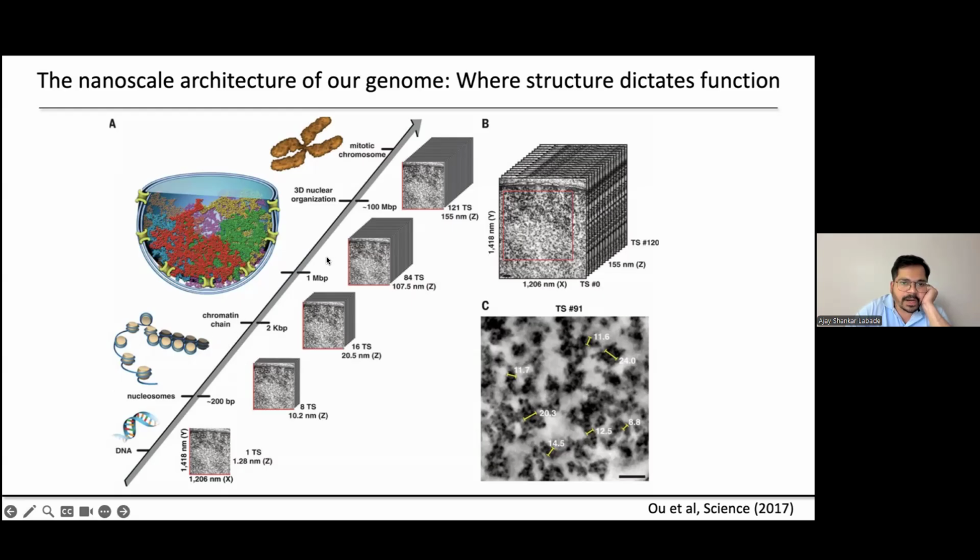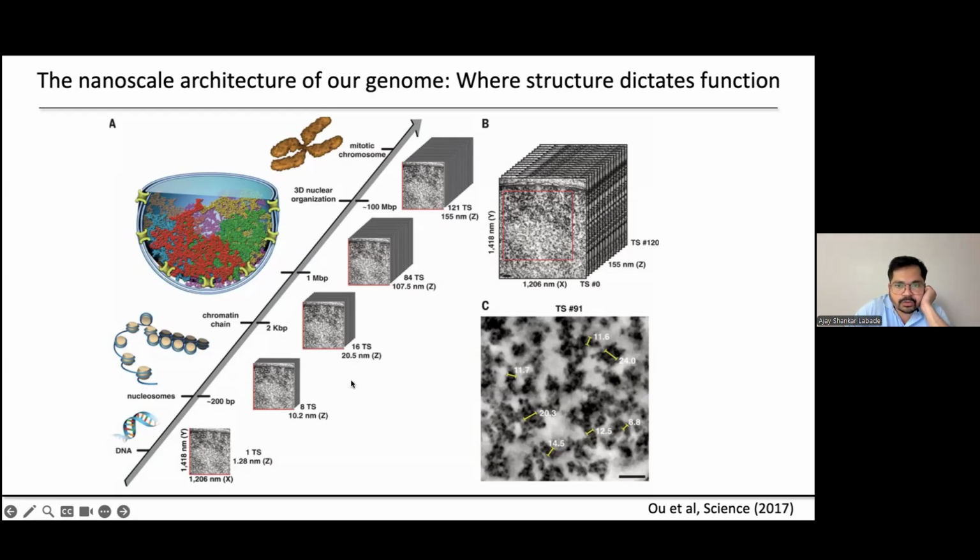Then the chromatin forms higher order structures, as we know. Those are called chromatin domains: smaller nanoscale domains, then larger domains, and finally chromosome territories. What this paper allowed us to look at is how all of these different forms of chromatin are organized inside the genome. They found that the DNA structures range from a small scale of a few nanometers to hundreds of nanometers.